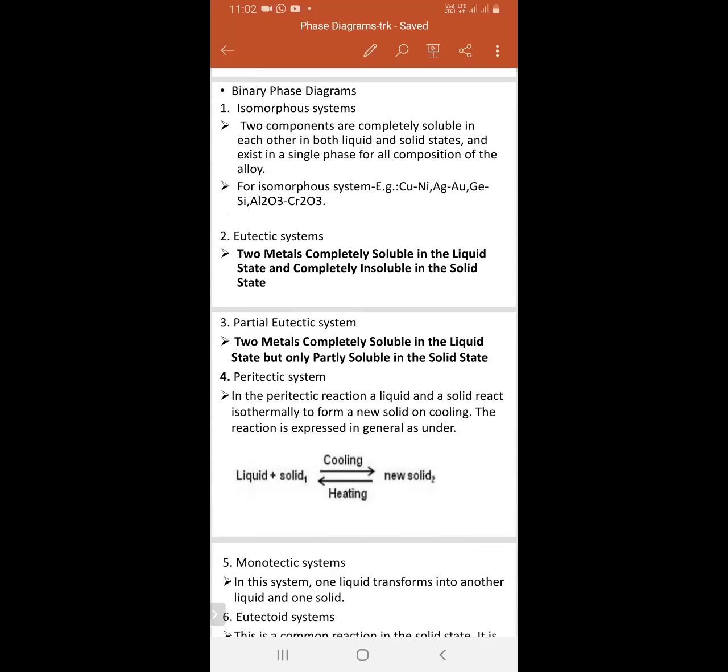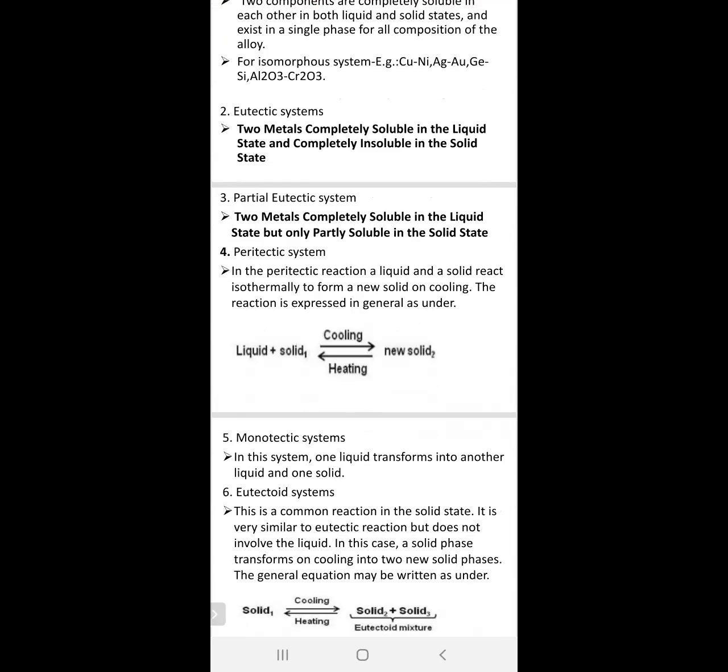Next one is the peritectic system. In this peritectic reaction, the liquid and a solid react isothermally to form a new solid on cooling. Here the invariant reaction can be seen: liquid plus solid one gives rise to a new solid. Then the monotectic system, in which one solid transforms into liquid and solid.